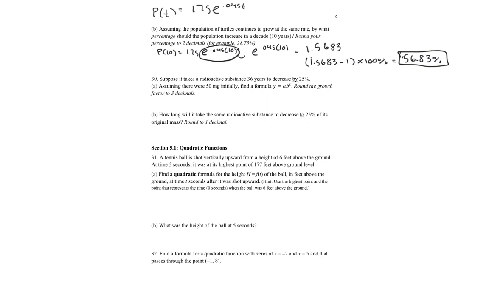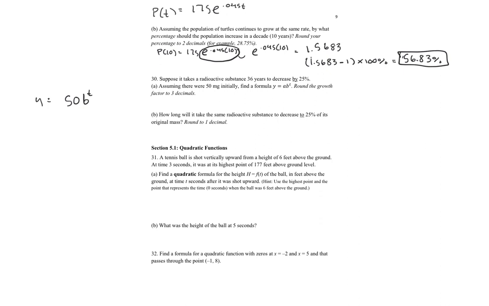All right, so for number 30, it says, suppose it takes a radioactive substance 36 years to decrease by 25%. Assuming there were 50 milligrams initially, find a formula y is equal to a times b to the t. All right. So, yeah, the key word here, you can see it's underlined, decrease by 25%. So if it's decreasing by 25%, that means it must be 75% of its original value, right? And so if we set this up, we know our initial was 50 milligrams.